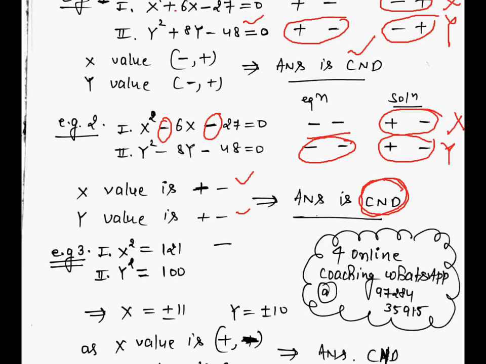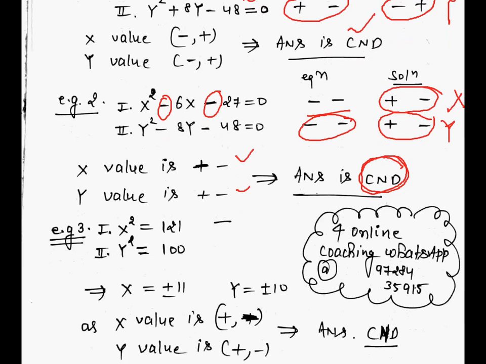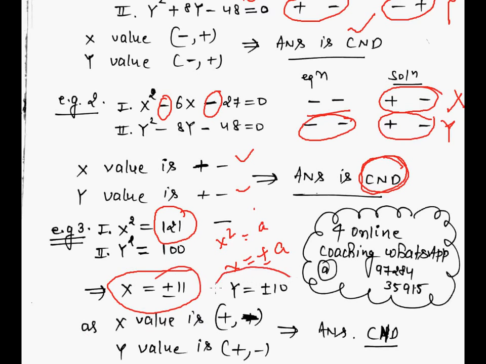Now we will move to our next case of C and D. If anywhere x square is equal to a, this means x is equal to plus minus root a. Very important. X square is equal to 121 means x is plus minus 11. Y is plus minus 10. The x value is plus minus, the y value is plus minus. This means this is also the case of C and D.